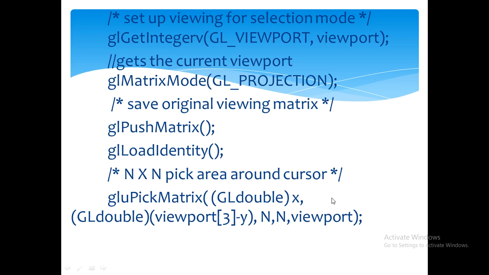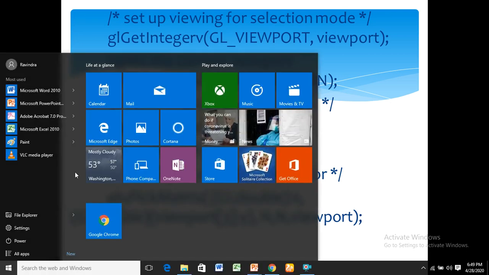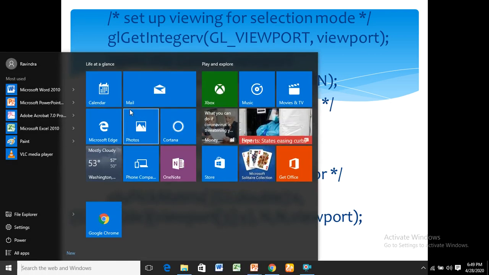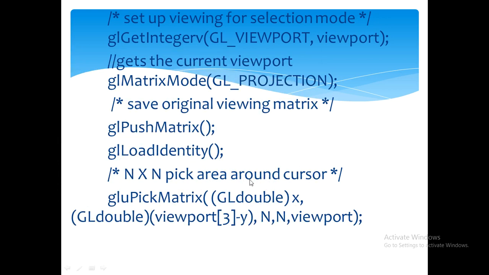Now you have to select the n cross n pick area. For example, if you are selecting photos on this screen, you have to set it only for this viewport. In your viewport you should see only that photo icon. The entire screen should not be displayed on your viewport because you are only concentrating on that. That's why we set the n cross n pick area around the cursor.